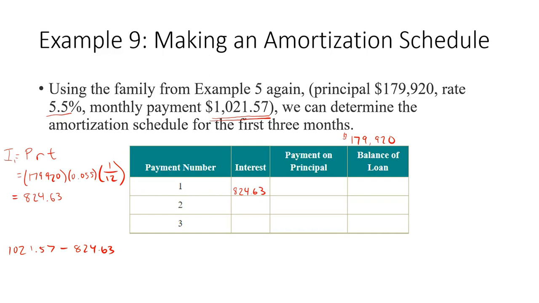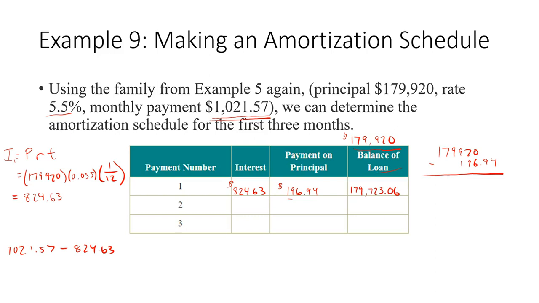$1,021.57 minus $824.63. The amount paid on the principal, $196.94. And so to find now the balance of the loan, you take your previous balance and subtract the amount you paid on the principal. So 179,920 minus 196.94, 179,723.06.